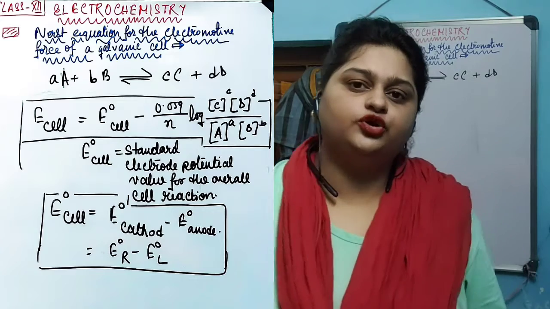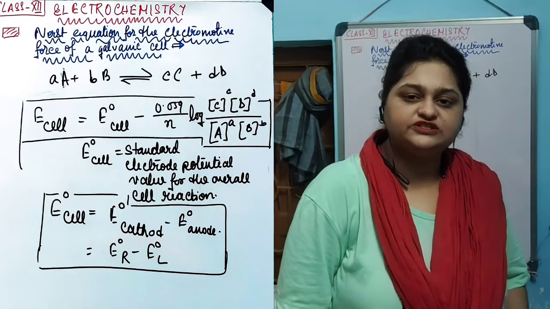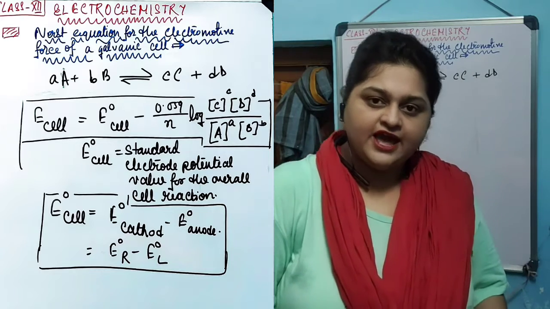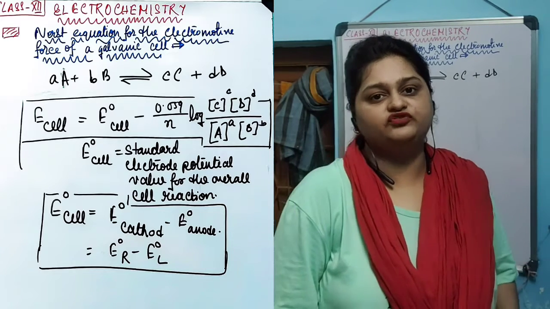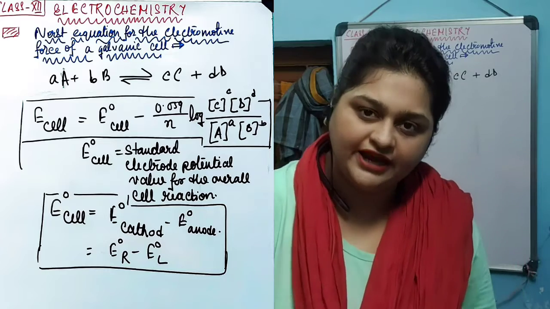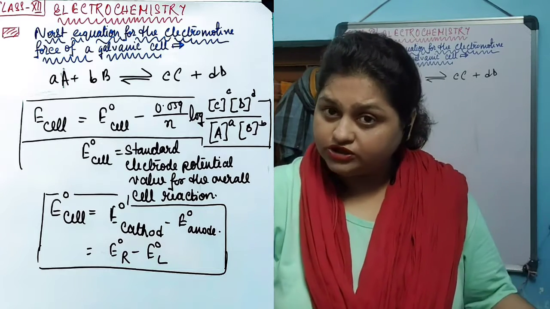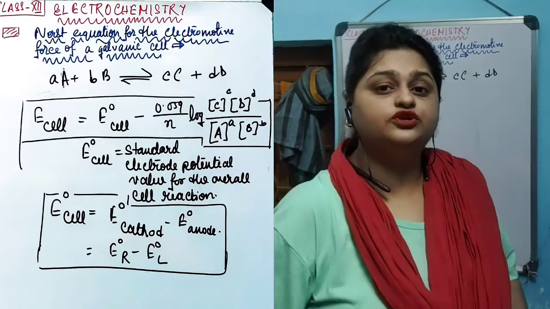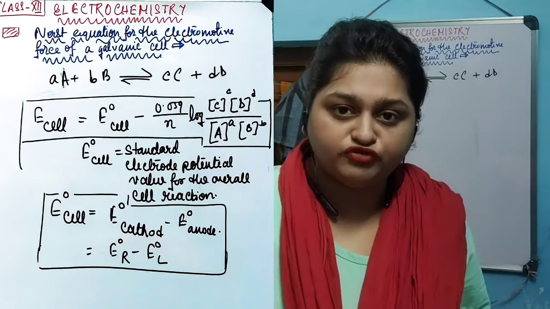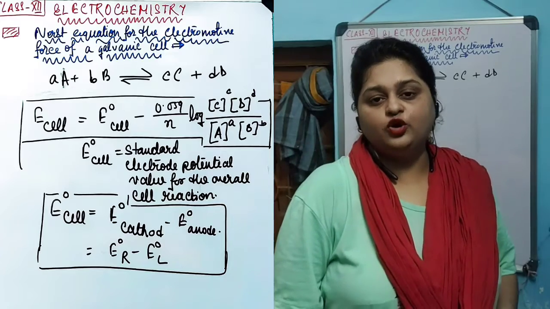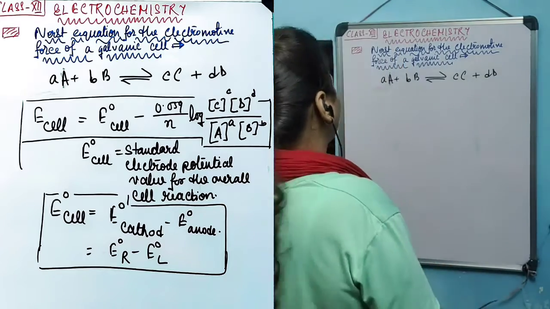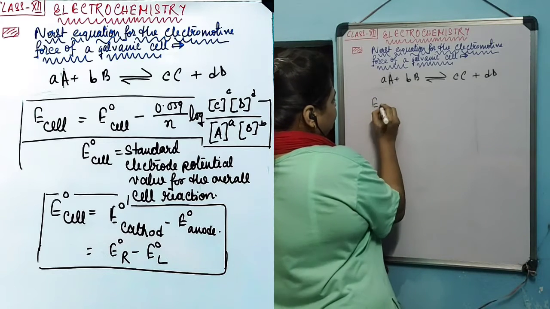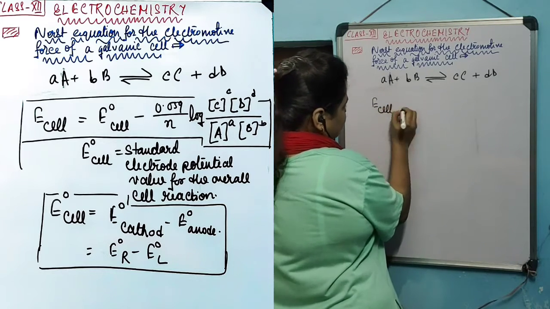And each electrode will be represented with the help of its standard electrode potential. That is, the reaction of each half cell can be represented with the help of its electrode reduction potential value. And as a total, the overall reaction will be represented with the help of the reduction potential value of the overall reaction.